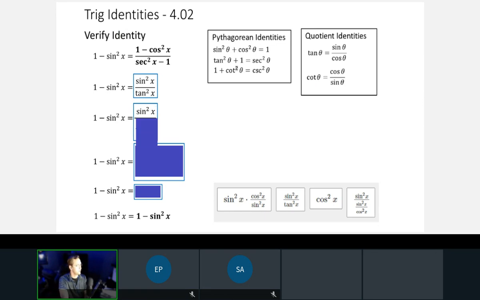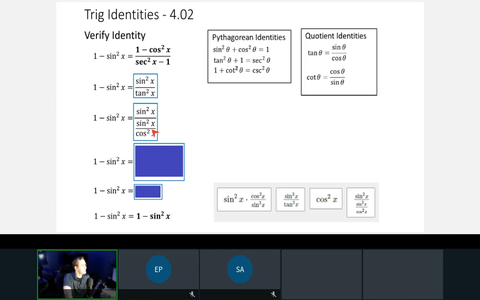So sine squared on top stays the same. Tangent squared on the bottom becomes sine squared over cosine squared. And then we would just go to the boxed choices here, and we find where that is. Hey, that's right here. So I would drag it to this, and there's your second box. All right, we're doing pretty good.